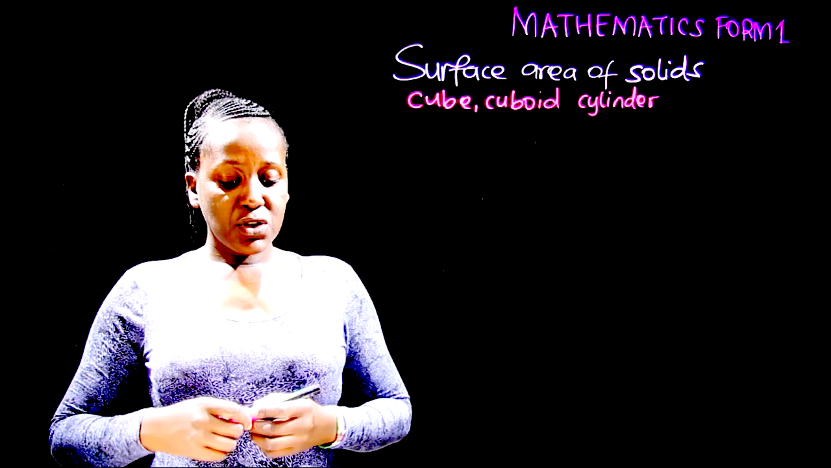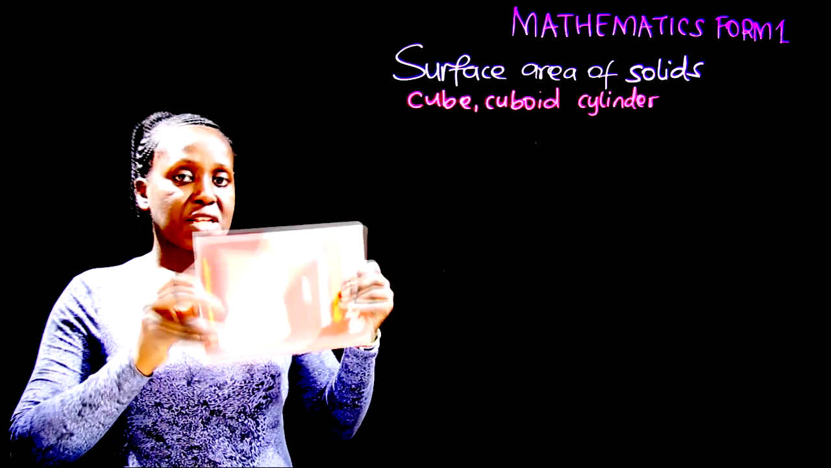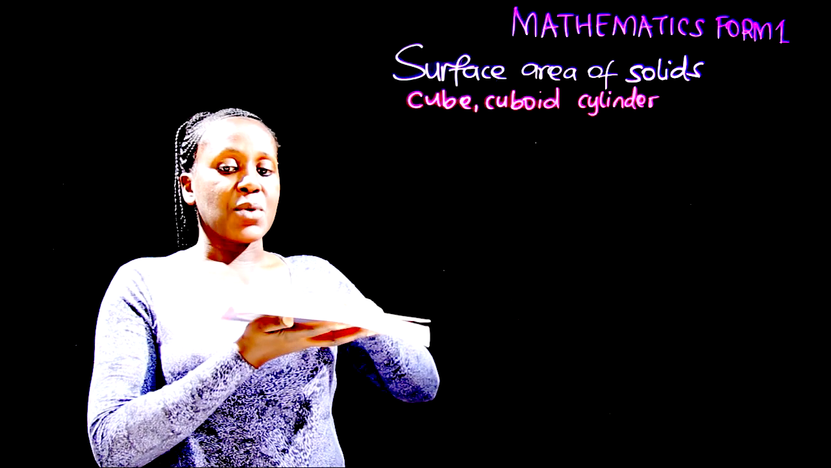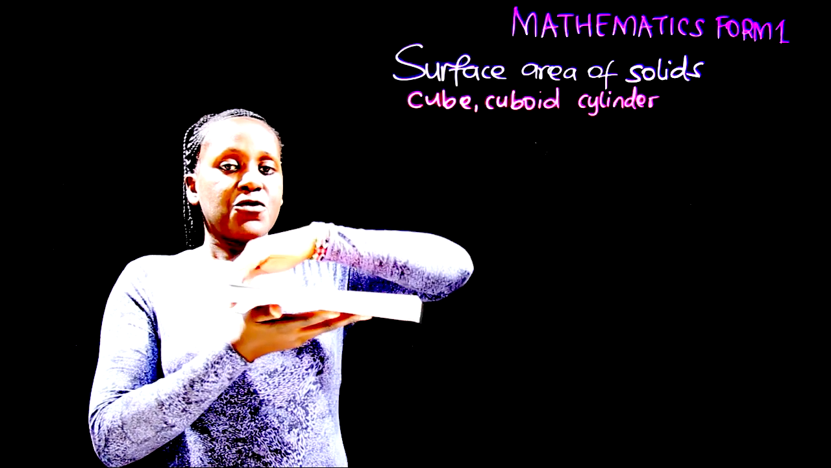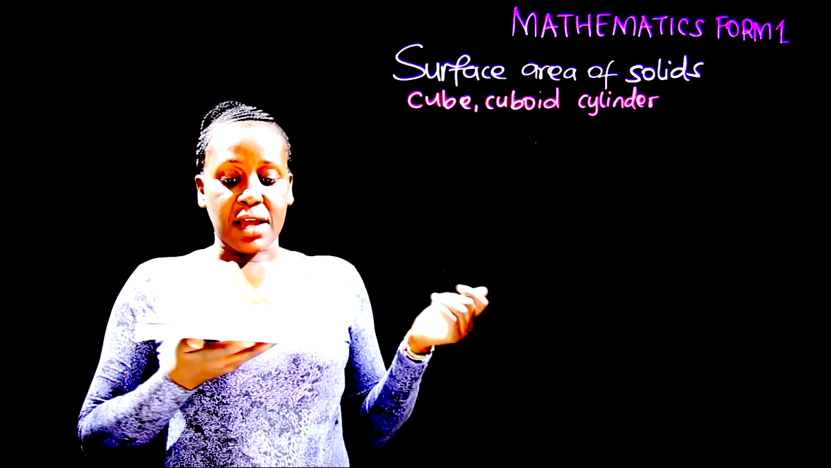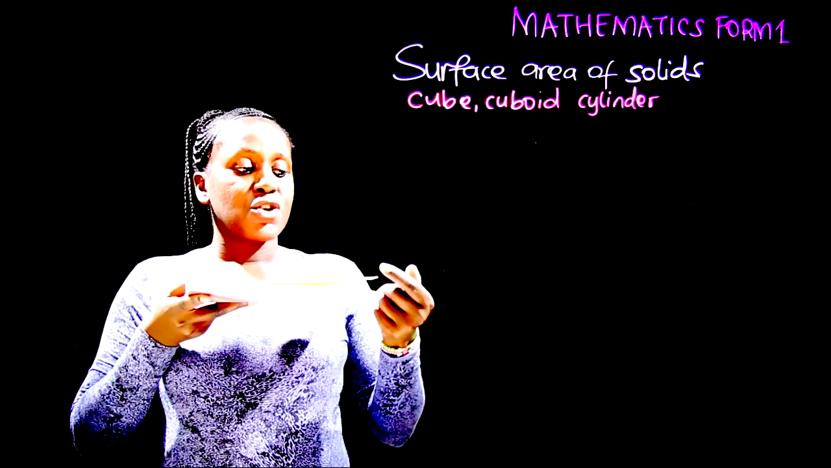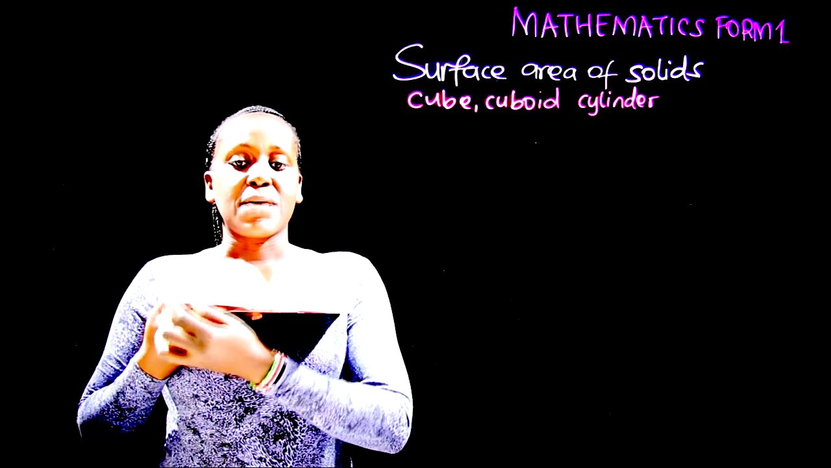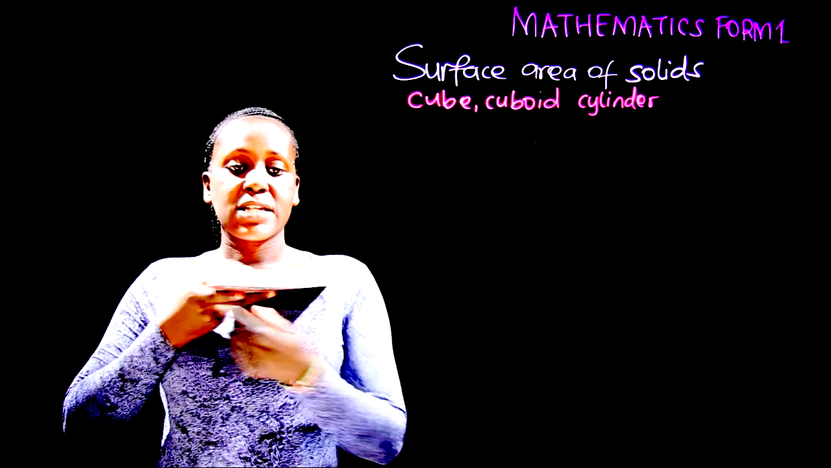So when we talk about solids, we are talking about a book like this. This book is a solid in the shape of a cuboid. So you realize that we have how many faces? 1, 2, 3, 4, 5, 6. Each face has an area. So the faces of a cuboid are made up of rectangles. So this is the length of this rectangle times the width, length times the width, then length times the width.